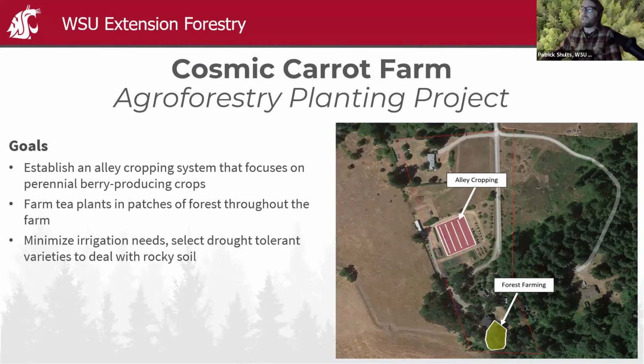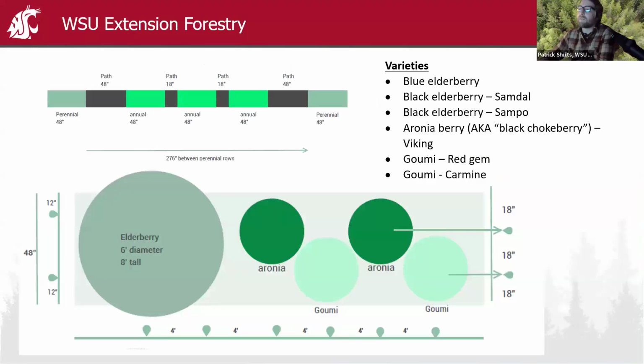So the goals here are establishing an alley cropping system that focuses on perennial berry producing crops, and then trying to farm tea plants in patches of forest throughout the farm. Similar soil here, not that far from Dancing Goats. So it's a lot of that rocky soil that's actually very common in Yelm. But we're also hoping to minimize irrigation needs. So some of our planting practices, using lots of cardboard and mulch, will come through, as well as selecting drought tolerant varieties. This is a design that Warren came up with.